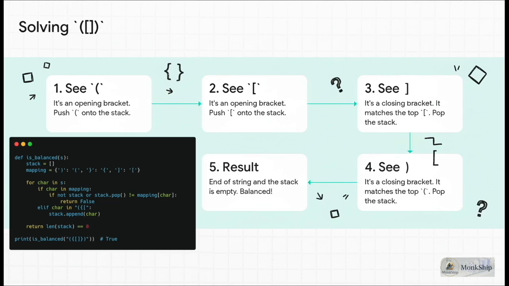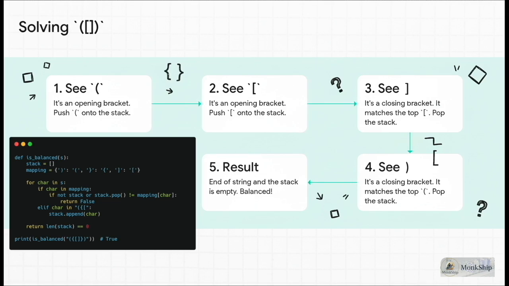We're going to read the string one character at a time. First step, an opening parenthesis. Okay, we push it onto our stack. Next, an opening square bracket. We push that right on top. Now what do we see? A closing square bracket. So we peek at the top of our stack. Is it a match? Yes, it's an opening square bracket, so we just pop it off.